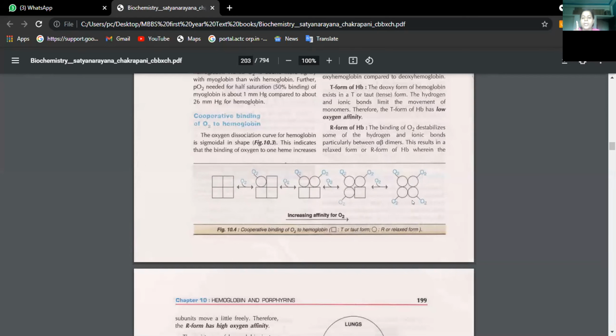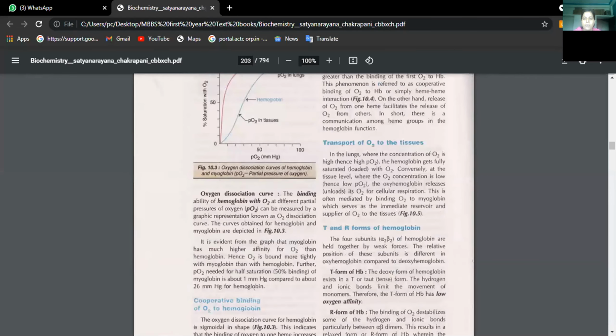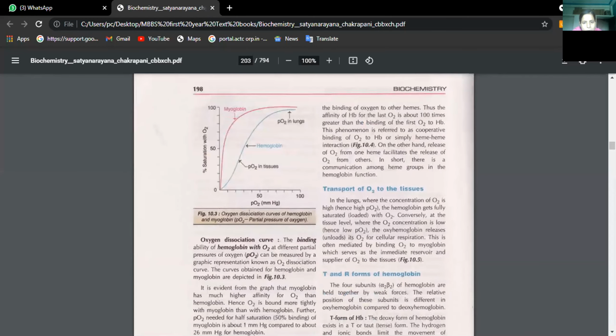That means one molecule of hemoglobin has an affinity for four molecules of oxygen. It can carry four molecules of oxygen. That is the meaning, beta. This is the oxygen dissociation curve. Now see here, this is the partial pressure of oxygen in the tissues. Only the initial binding of the taut form to oxygen will take more time. Once it is binding with one oxygen molecule, the remaining three oxygen molecules will come and bind immediately.